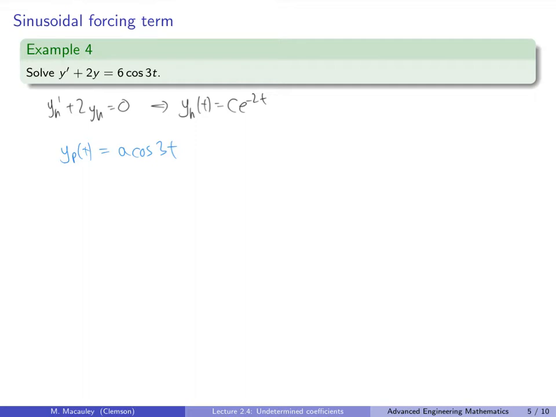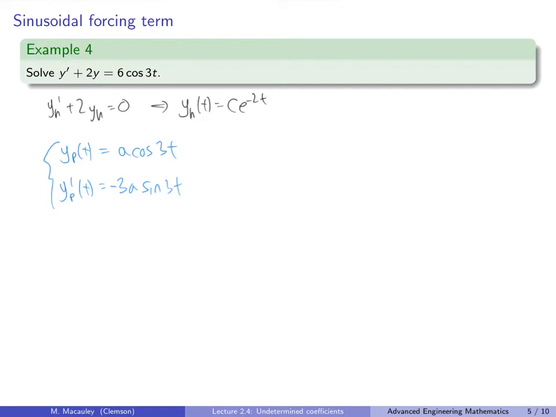But before we plug this back in, let's think about what's going to happen if we do. So if we do this, let's take a derivative. Yp prime of t equals 3a sine of 3t, and then it has to be negative. Now if we plug this back into the left-hand side, we're going to get a sine here and a cosine here, and there's no way that we can add up a sine and a cosine to get a cosine. So this isn't going to work. So even though we did the general rule of thumb, the particular solution is the same form as the right-hand side, it isn't quite right.